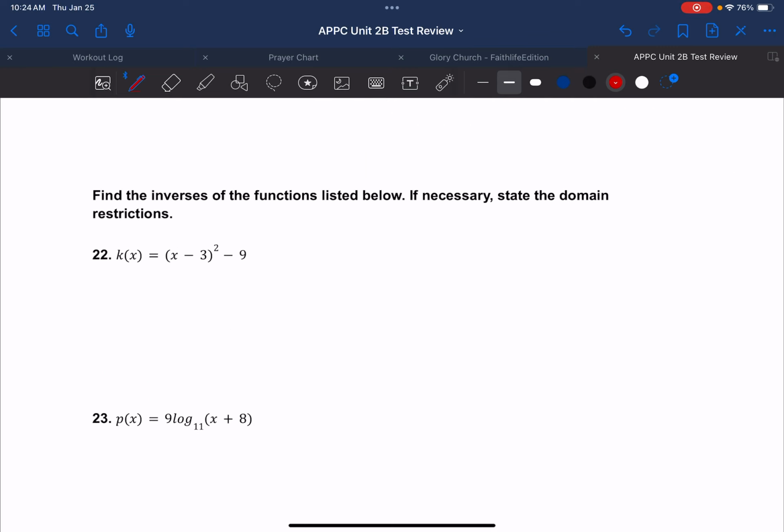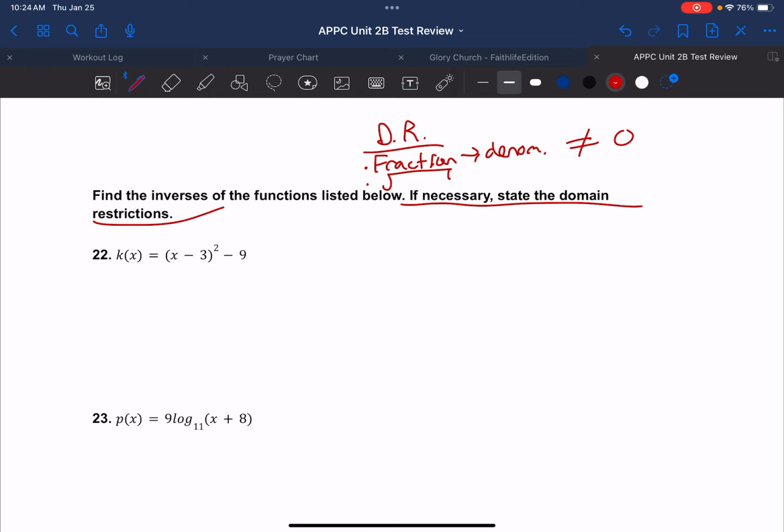Last page, find the inverses of the function below. If necessary, state the domain restriction. So remember, the two domain restrictions. So domain restrictions are when you have a fraction, denominator can't equal 0, and then for if you have a square root, it has to be greater than or equal to 0. Whatever's inside the square root has to be greater than or equal to 0 because you can't have a negative in there. So let's look at this.